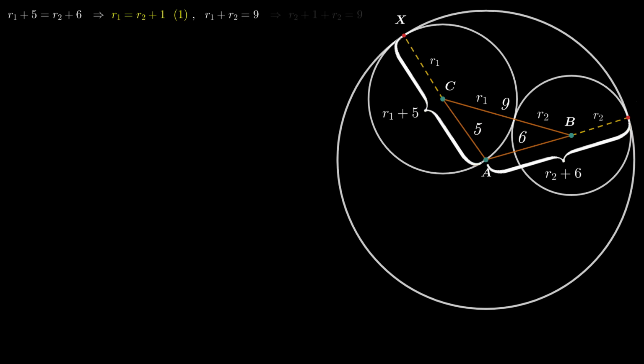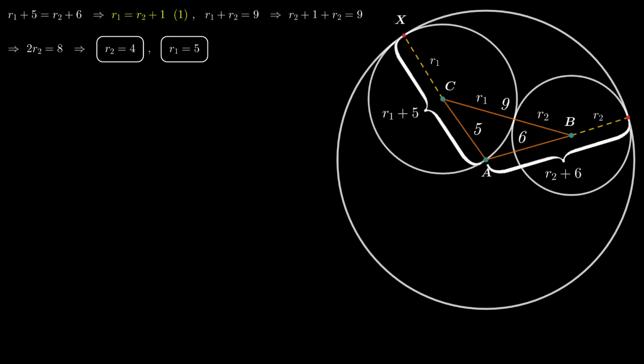And we get R2 plus 1 plus R2 equals 9. And we solve for R2 and we get R2 equals 4. And R1 equals R2 plus 1, which is 4 plus 1, which is 5. So we found the radii of the smaller circles. Now what do we do?